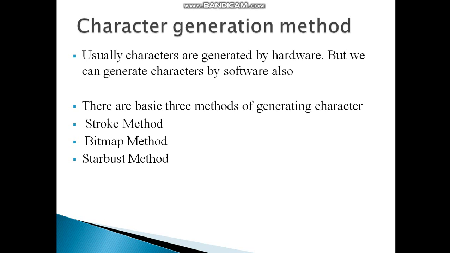So usually a character is generated by hardware, or we draw a character by using pen or paper. But by using the character generation method, we can generate the characters by software also. So in computer graphics, characters are generated by various methods. Those methods are: first one is the stroke method, second is bitmap method, and third one is the starburst method.